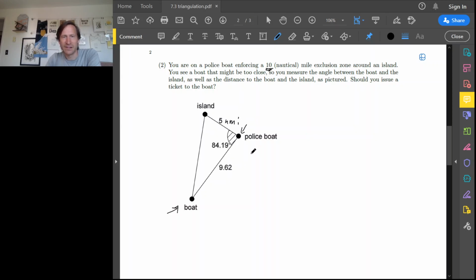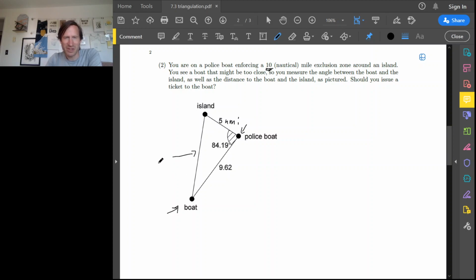So we happen to know that we're stationed 5 miles, nautical miles, I guess, from the island. And we can also measure the angle to the island, and I guess somehow maybe we have some sort of radar device that lets us measure the distance to the boat. So what we need to really know is the distance from the boat to the island. That's this side over here.